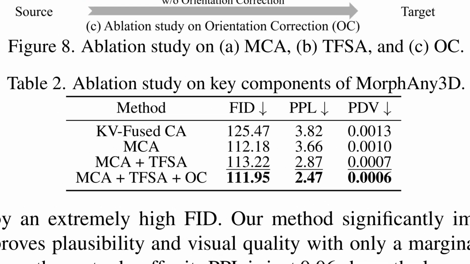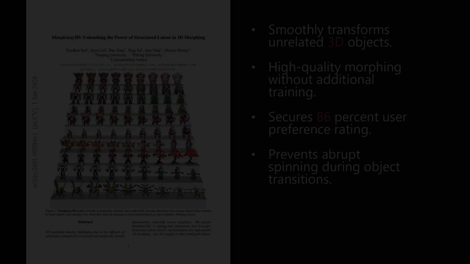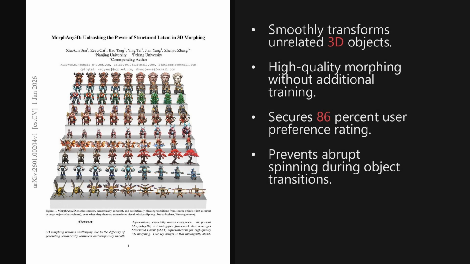So complementing those visual examples, Table 2 lists the quantitative gains from adding each component step by step. Starting with the basic key-value fused cross-attention in the first row, we see a relatively high Fréchet inception distance of roughly 125. Introducing morphing cross-attention in the second row immediately sharpens the visuals, dropping that error score down to 112. Next, the third row shows that adding temporal fused self-attention significantly cuts the perceptual path length, confirming the smoother motion we just saw. Finally, the bottom row demonstrates that including orientation correction optimizes every metric, securing the lowest scores for the complete framework.